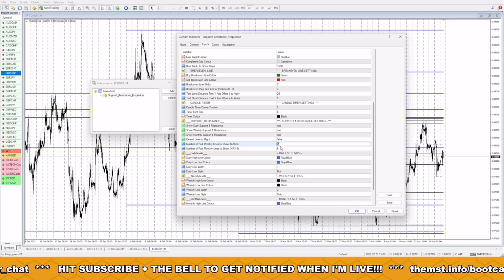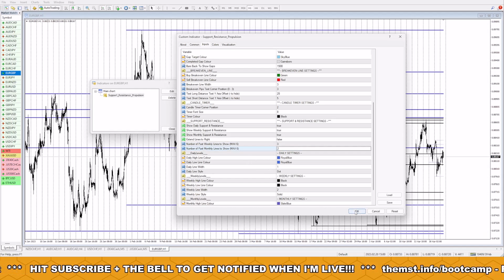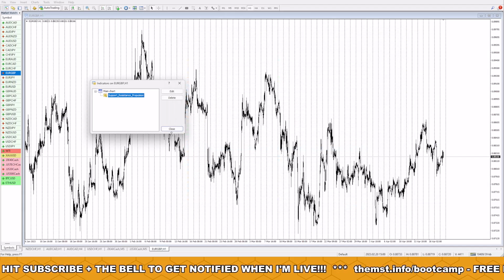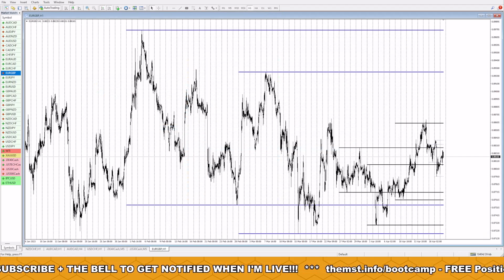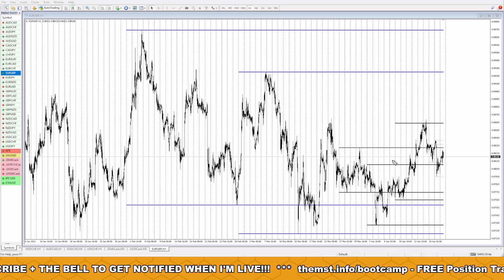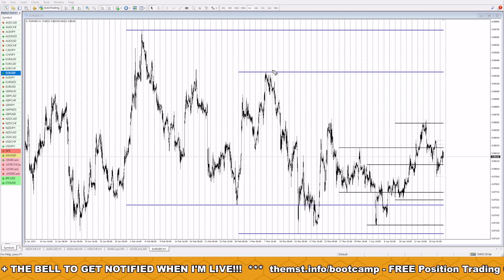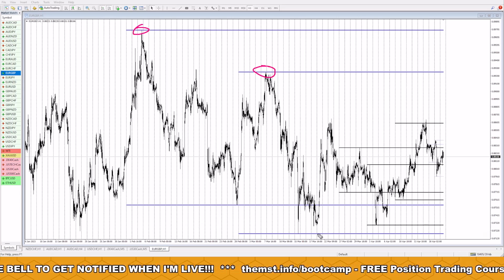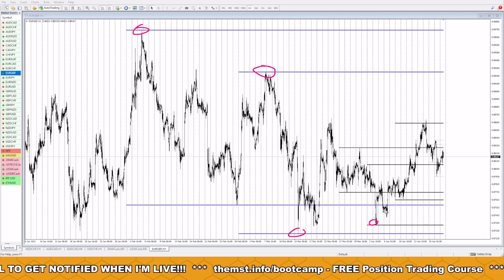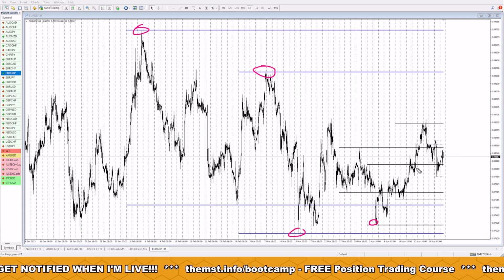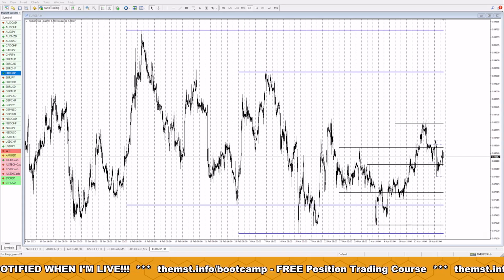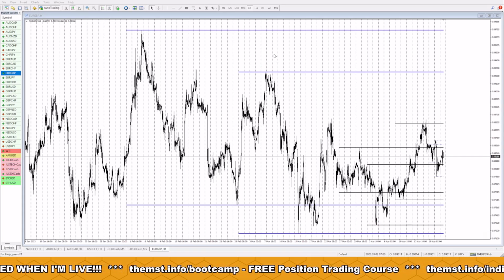Personally, I like to have the last 3 weeks and the last 2 months showing on my chart. That keeps the chart fairly clean, but also shows me those key highs and lows that I need to be aware of in the market around the price that we're actually trading at the moment. Okay, so that is your support resistance levels.